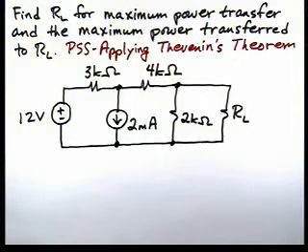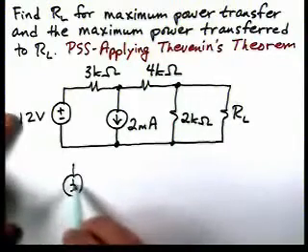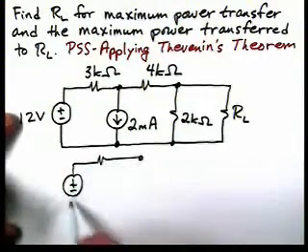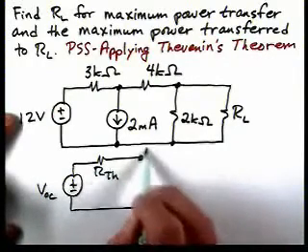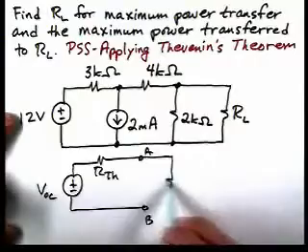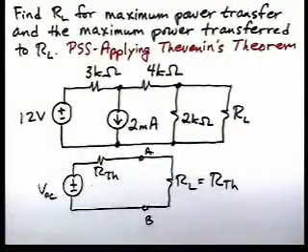In this problem, we're asked to find RL for maximum power transfer and the maximum power transferred to RL. We're going to make use of the problem-solving strategy entitled Applying Thevenin's Theorem, and we need to do that because if you remember, the maximum power transfer theorem is based on if we have a Thevenin equivalent and we hook up a resistance RL, that RL equals R Thevenin for maximum power transfer.